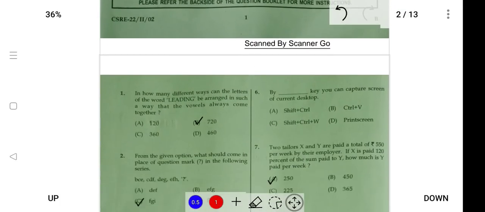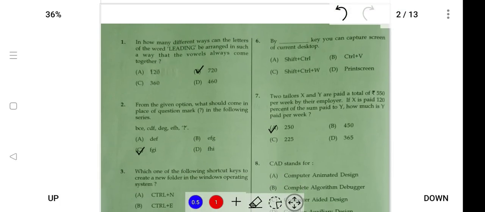So first, question number one: in how many different ways can the letters of the word leading be arranged in such a way that the vowels always come together? So it is either permutation or combination, and the answer is 720.